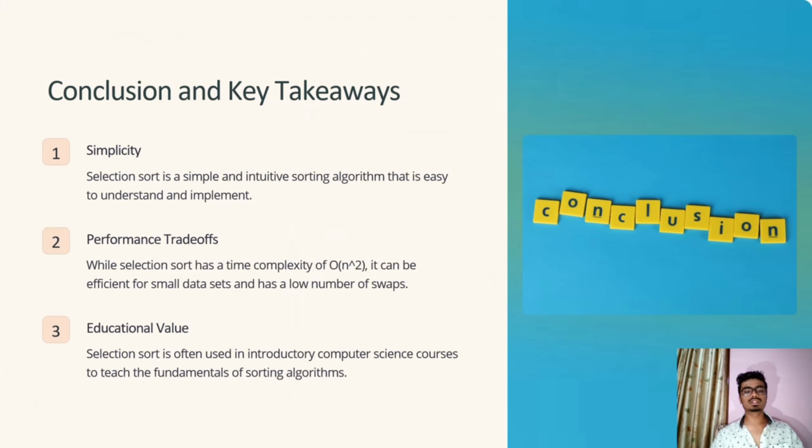Algorithms. While selection sort has a time complexity of O(n squared), it can be efficient for smaller data sets and has a lower number of swaps. Selection sort is a simple, intuitive algorithm that is easy to understand and implement.